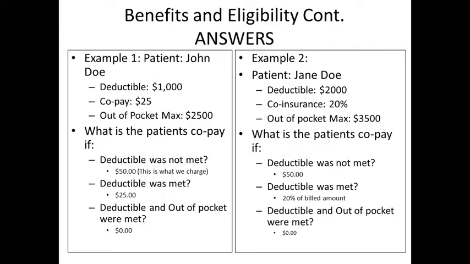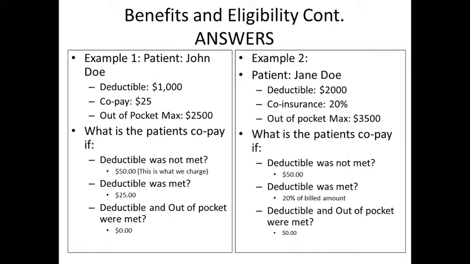So what happens once they meet that $1,000 deductible? Now their payments are whatever their copay is. In his case, it's $25. So once he meets the deductible of $1,000, now his copay is going to be $25 instead of the $50 that we were originally charging. And then what happens once their deductible and the out-of-pocket of $2,500 is met? $0. So that means that the insurance is going to pay 100%. So in essence, they'll pay out of their pocket $1,000 of the deductible. Once they meet that deductible, now they're going to pay whatever their copayment is, and they're going to pay their copay $25 each time until they meet $2,500, and now their insurance pays 100%.